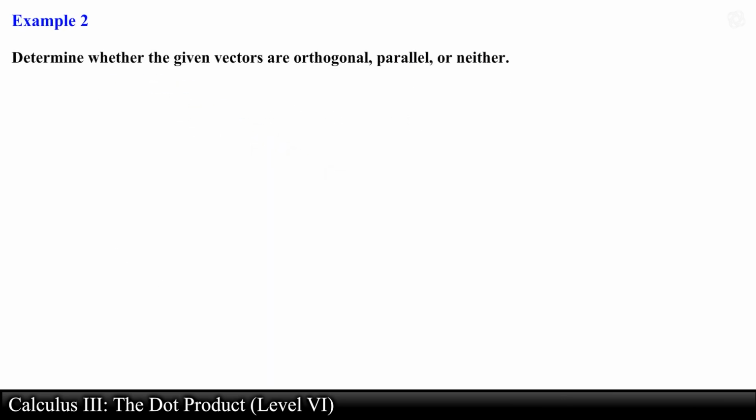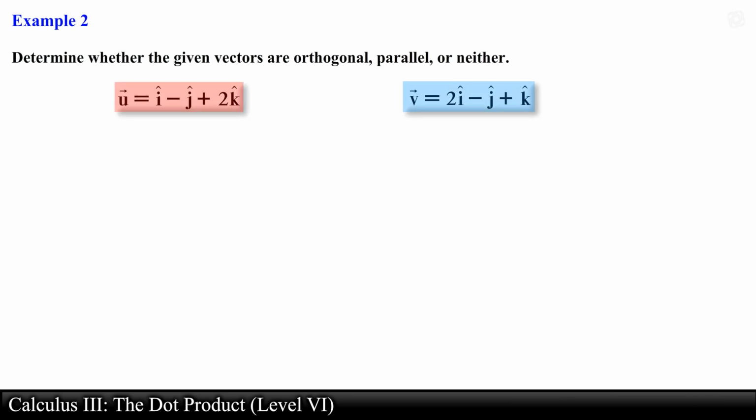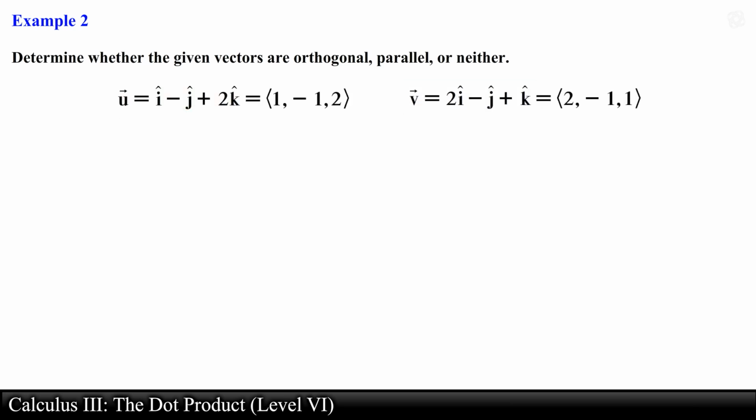Determine whether the given vectors are orthogonal, parallel, or neither. Here we have two vectors, written in standard unit vector form. Let's rewrite them in component form. Now we are asked to determine if the vectors are orthogonal, parallel, or neither.